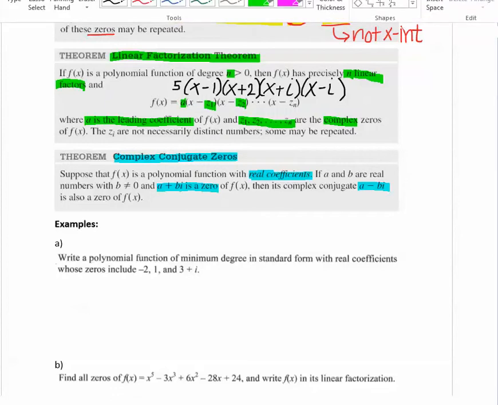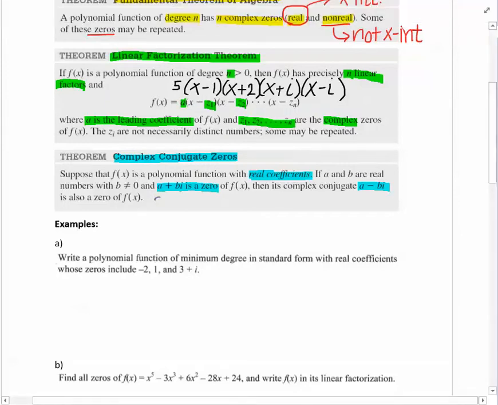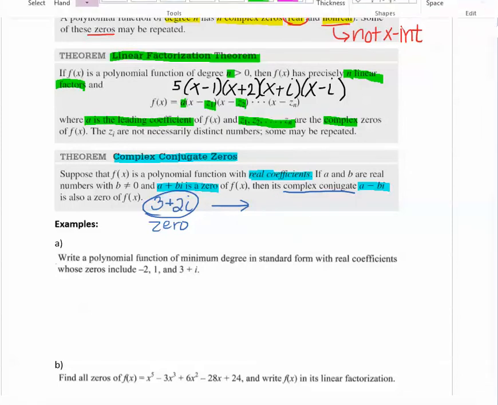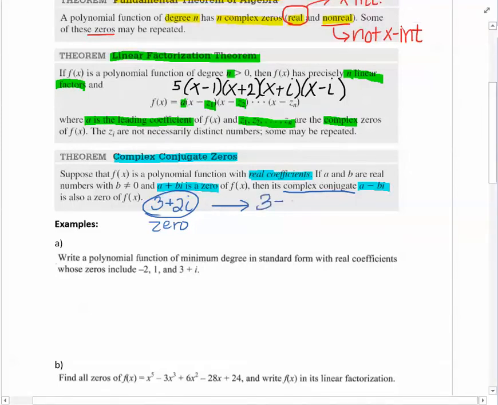So what that's telling you is, let's say you have 3 plus 2i as a zero of a function. It can never be alone. It has to come in a pair with its complex conjugate. That's where we change the sign in the middle. So if this is a zero, then that implies that the complex conjugate, 3 minus 2i, is also going to be a zero. They have to go together.